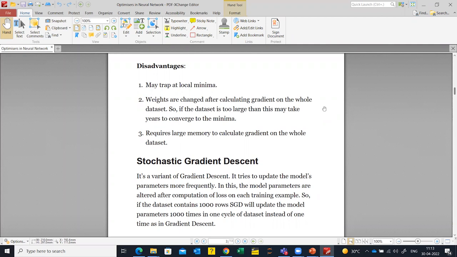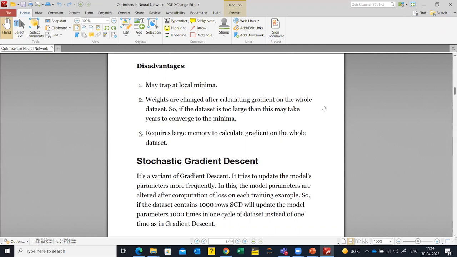Or rather, if you want to go to the valley, you might get trapped at a local valley, which is not the actual valley, but a pass between two mountains. So this is how the disadvantage of gradient descent is that you might get trapped at the local minima.